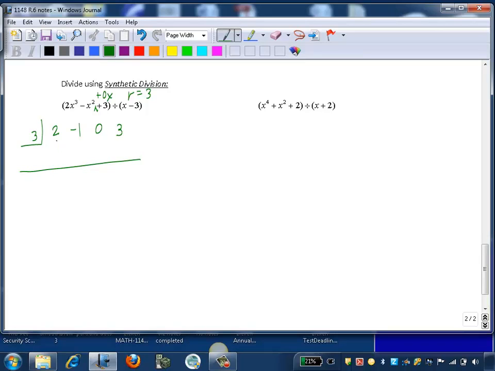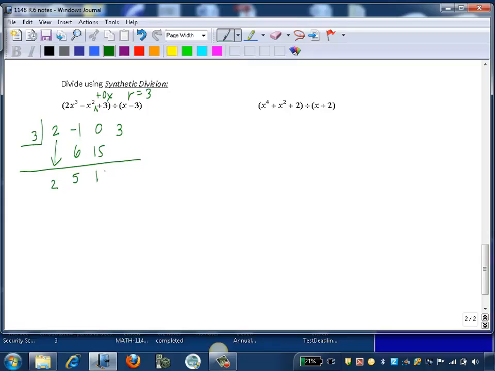Okay, so our first step, we always bring down the first term. Then we multiply the 2 by 3 and get 6 and write it right next to it, the arrow here. Then we add down the column. Negative 1 plus 6 is 5, and that's the pattern, and we'll repeat it. Now we multiply 5 times 3, and we get 15. And then we add down the column.